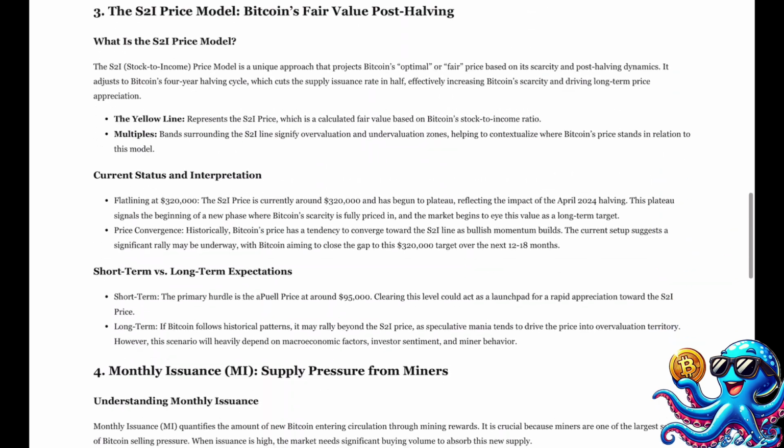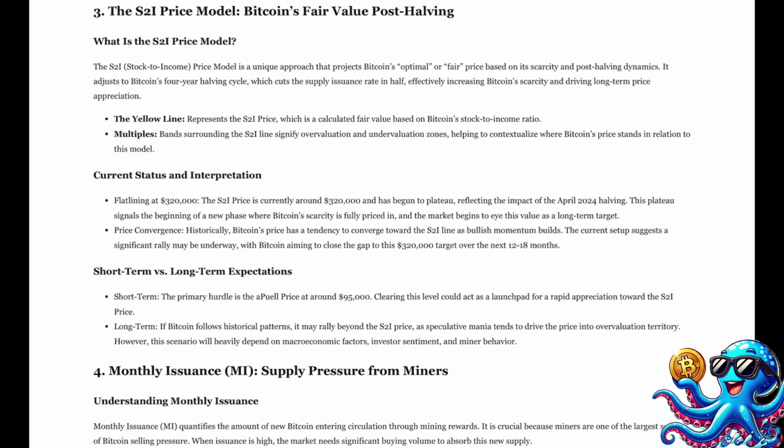Flatlining at $320,000, the S2I price is currently around $320,000 and has begun to plateau, reflecting the impact of the April 2024 halving. This plateau signals the beginning of a new phase, where Bitcoin's scarcity is fully priced in, and the market begins to eye this value as a long-term target.